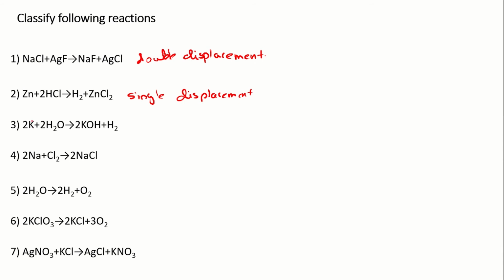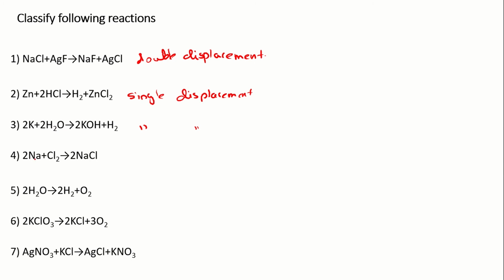How about this reaction? You have potassium and water, and now on the product side you have KOH, potassium hydroxide, and hydrogen gas. What do you think? Is it a decomposition or a synthesis? It's more like hydrogen has been replaced by potassium, so this is again a single displacement.